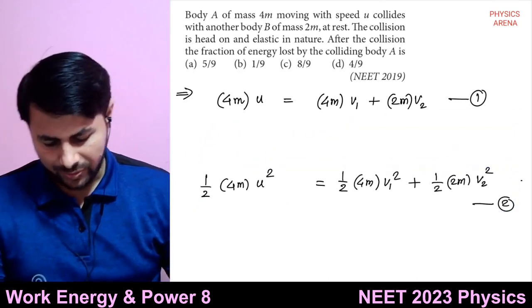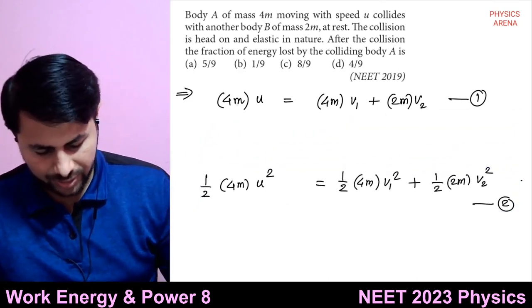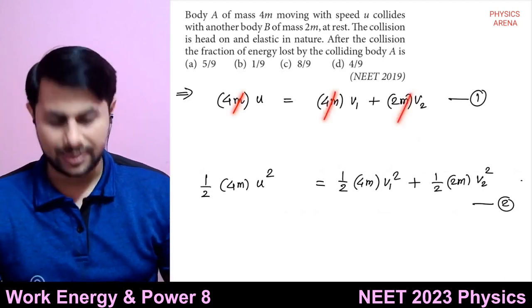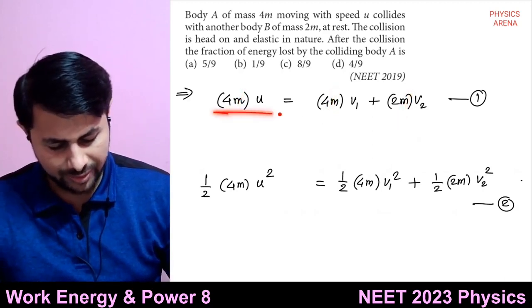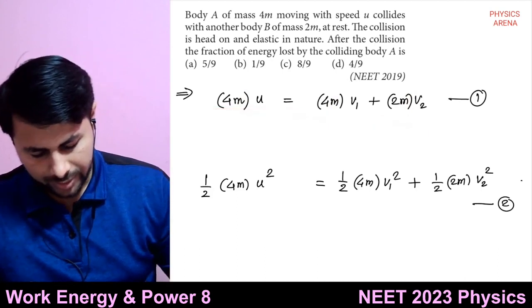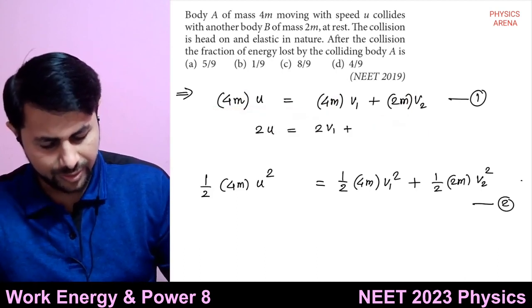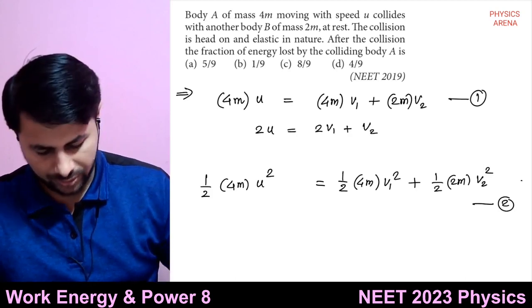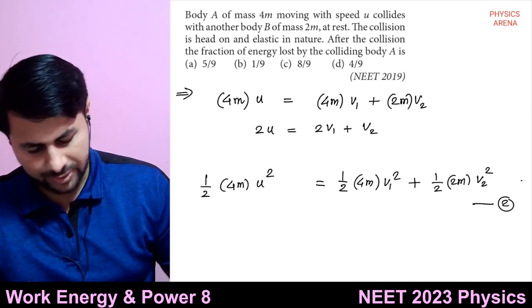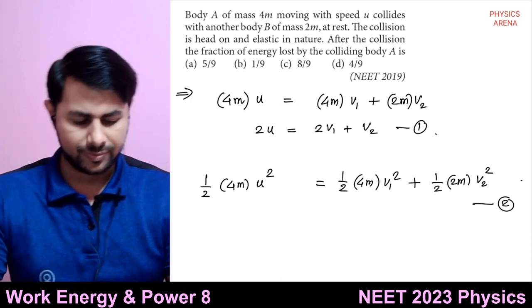So then what can we do here? This m gets cancelled. Then we can divide this equation by 2. So 2 times u is equal to 2 times v1 plus v2. Let's call this one the first equation.